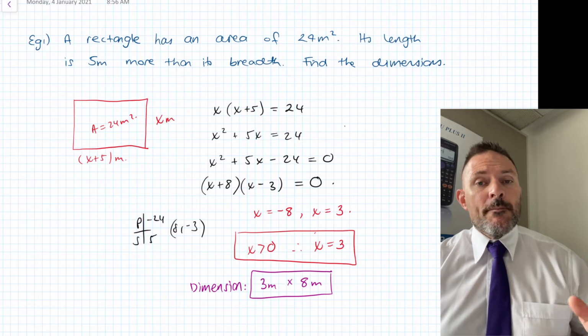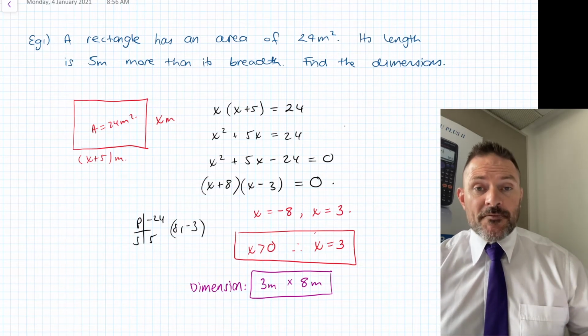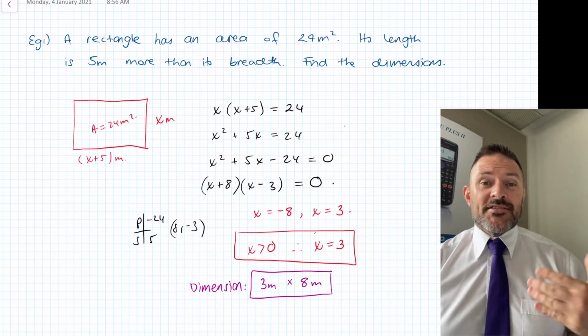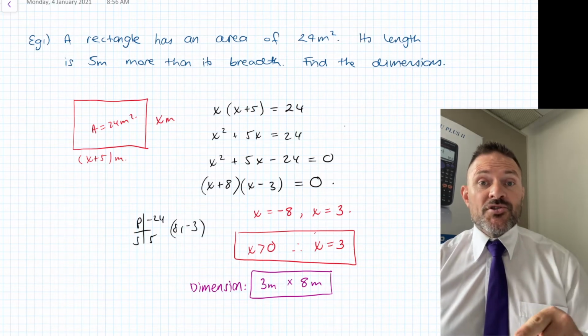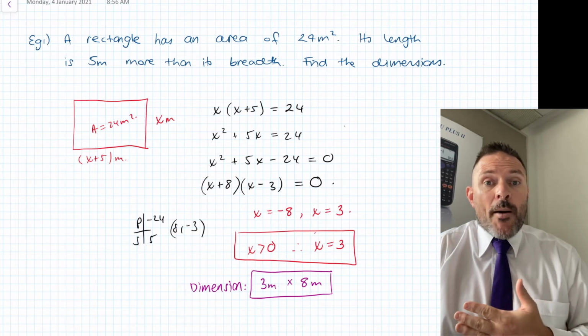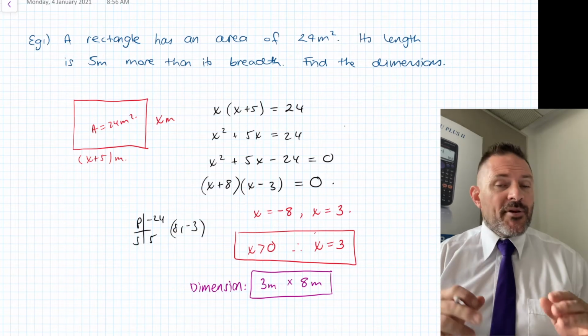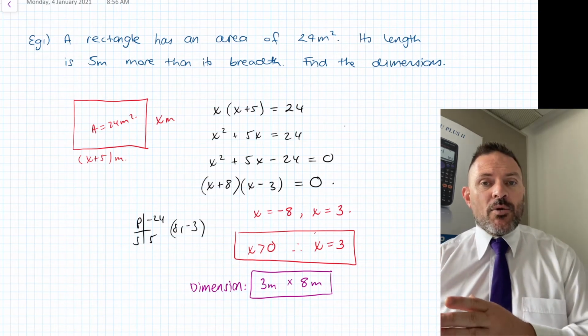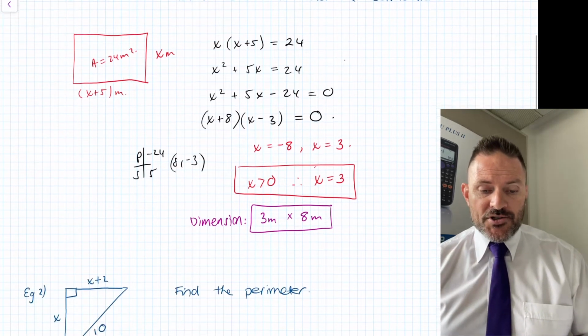Create that equation, make sure it equals 0, factorize it if you can, and then solve it. Because it's an applied question, make sure that both solutions are accurate, or whichever one might be accurate, and omit the other one. But don't just leave the other one out. State why you're leaving it out, or why you're just taking one solution, and then answer your question.